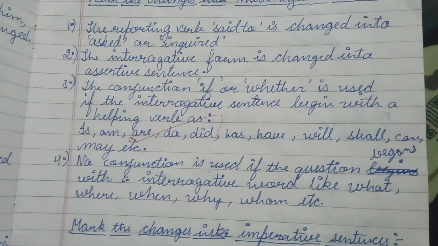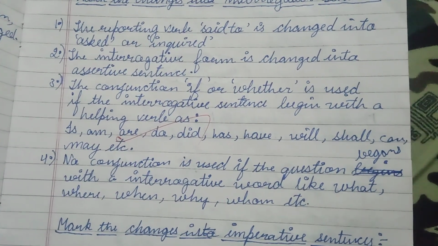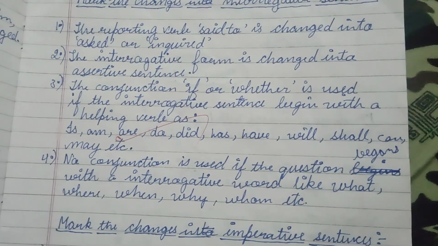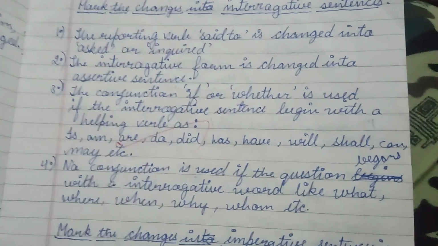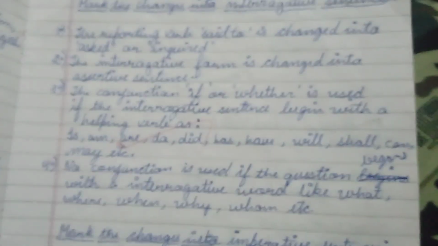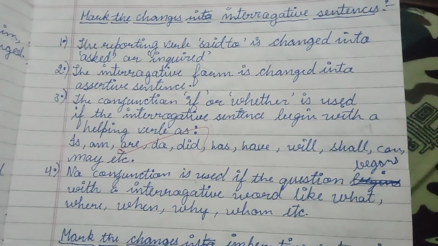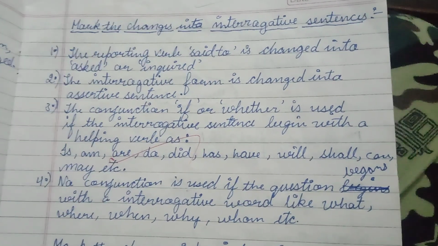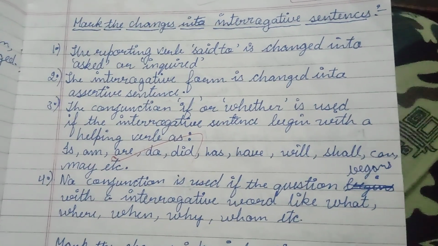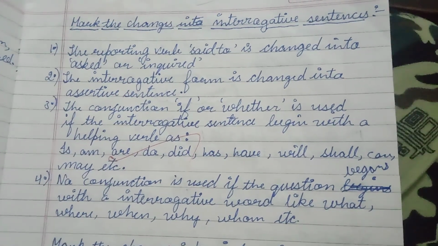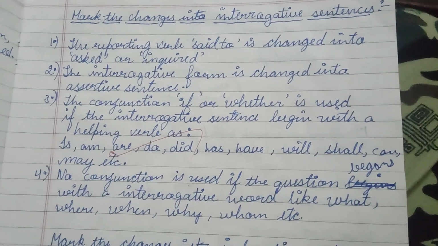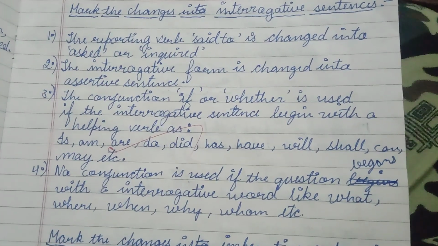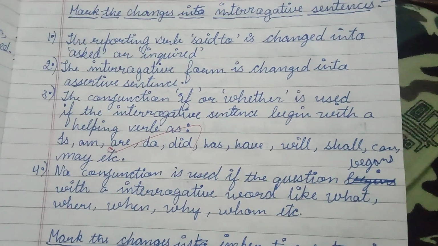Third, the conjunction if or whether is used. If the interrogative sentence begins with a helping verb, as is, am, are, do, did, has, have, will, shall, can, may, etc. So there can be two types of interrogative statements we know. One is with helping verbs, one is with questioning words like why, when, what, where, whom. So when we have the question with helping verb, then the conjunction that we will be using to change it to indirect will be if or whether, as we used conjunction that in simple statements.